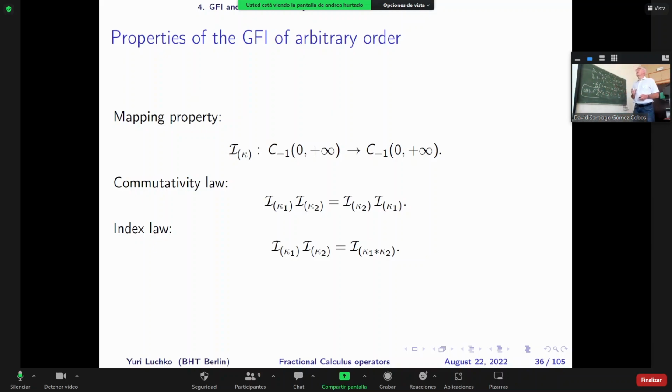Again, for the general fractional integral, we have the same properties. Mapping property on the space C minus 1. Commutativity law, of course, and the index law in the same form. So if we take a composition of two operators, then we get an operator with the kernel that is a convolution of the kernels kappa 1 and kappa 2. Practically by definition, this index law follows.